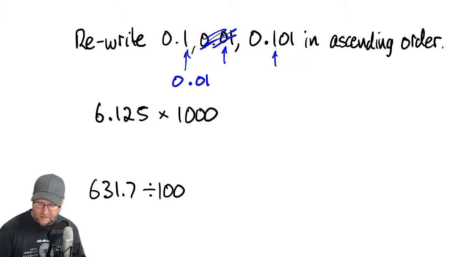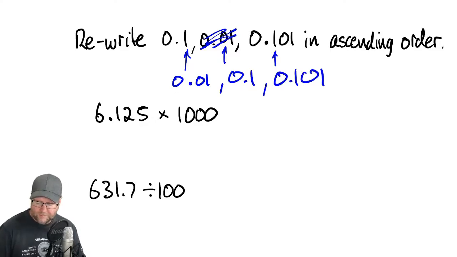So I can see that the next highest one is 0.1, and 0.101 is the next highest. They're going up in ascending order. And if they're tricky digits like that, we're just looking at each place value and trying to decide which has got the highest digit in that place. That will be the higher number.